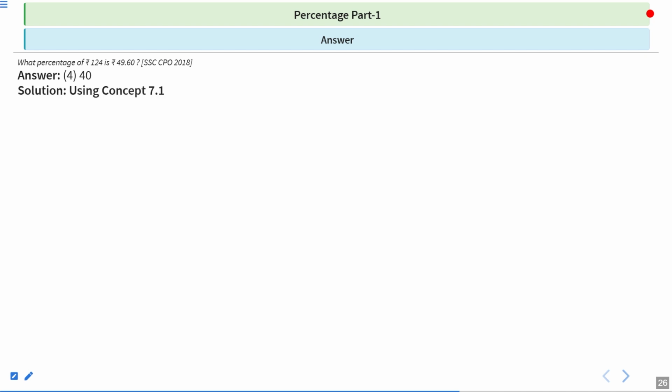Now see the detailed solution. Using concept 7.1 in this question, according to the question, we can say that 124 multiplied by x% is equal to 49.60. If you write the equation of this question, we can write x in the form of a fraction: 124 into x upon 100 equals 49.60. When we simplify it, we get x equals 4960 upon 124. So when we simplify it, we get the value of x, which is 40%. So fourth is the correct answer. Next one.